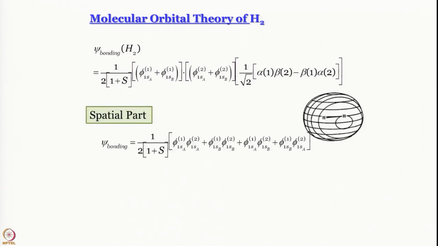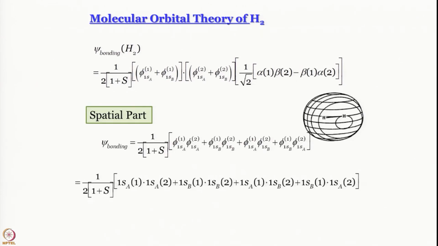Let us expand the spatial part, this is what we get, and once again I am going fast because after all that we have learnt in this course, all this is child's play for you. One thing that I want to highlight is this. As usual we have written, instead of phi SA and all that, 1sA1, 1sA2, etc. Look at all the terms one by one. Start with the last. The last one is 1sB1, 1sA2. What does that mean? Electron number 1 is in atom B, electron number 2 is in atom A. So, exchange has taken place.